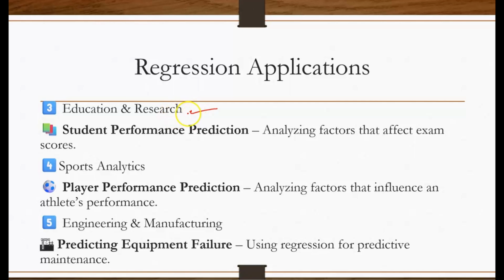Okay. The next important one is education and research. We can analyze all the factors that can affect the student performance or scores of students. Then the next one is sports analytics. The performance of players, what are the factors affecting the performance of players, player performance prediction. Then prediction of chances of equipment failure. Another important engineering aspect is quality control. Then as we have already seen, the house price prediction, all those things come under the application of regression. Okay. So we have just seen a few examples. We have lots and lots of applications in regression.